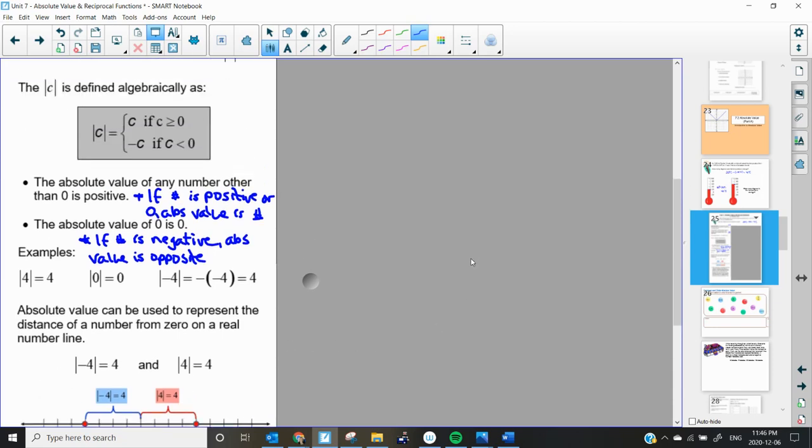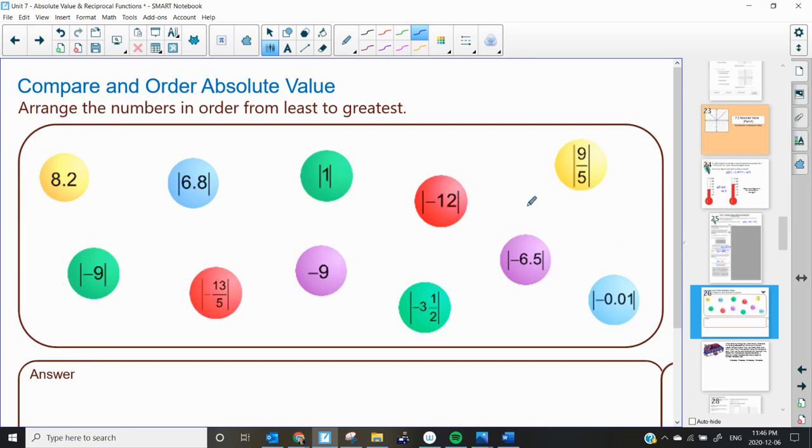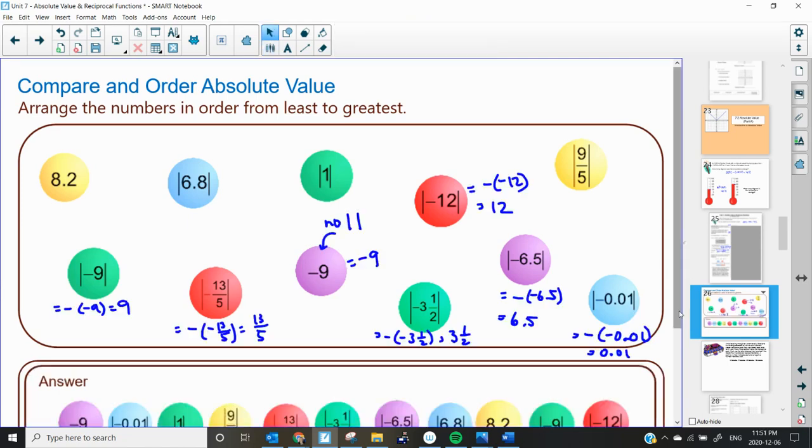All right, so let's take a look at an example here. In this example, you're asked to compare and order the absolute value for these numbers. So you're asked to arrange the numbers in order from least to greatest. So what I'd like you to do is pause the video at this point and figure out what all of the values of your numbers are and then arrange them from least to greatest. And welcome back, guys. Let's take a look at how you did.